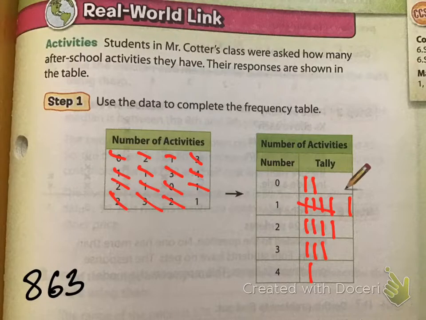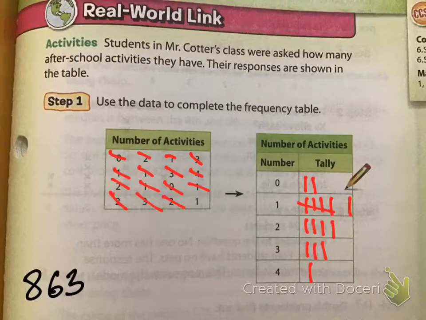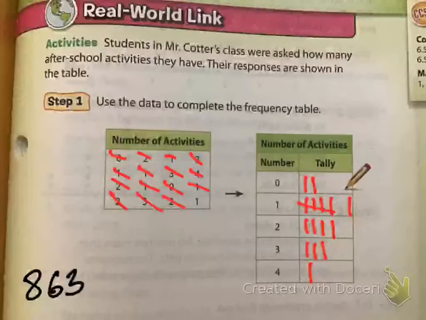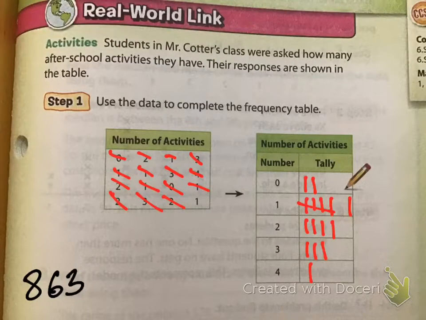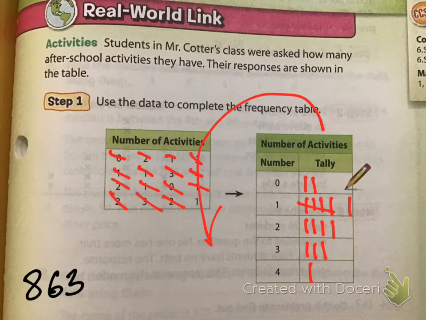So this is a great way that we can identify it. Now, turn the table so that the numbers of activities is along the bottom of the number line. So essentially, if we did this, we would be turning our table, just take it and kind of turn it, like turn it like that way so that it's up and down.